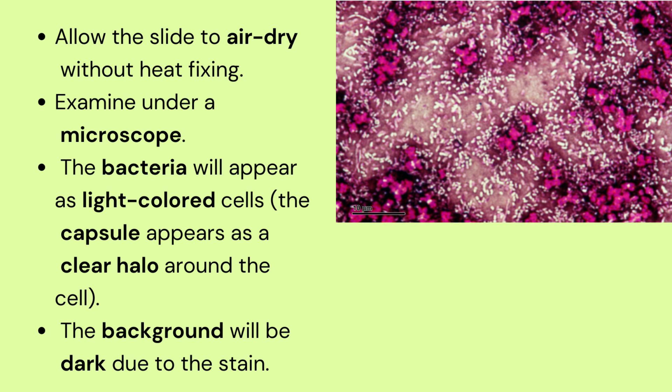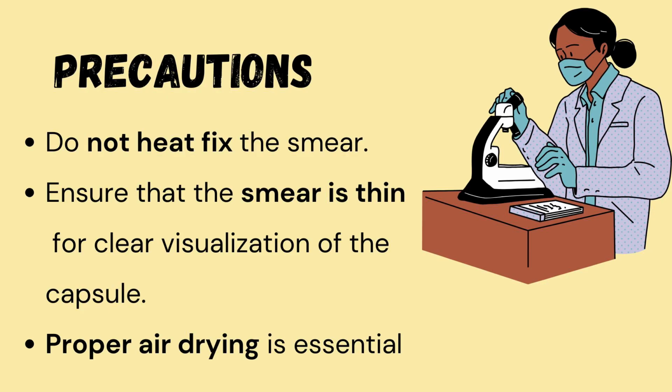After the smear is dry, place the slide under the microscope. Start with low magnification, 10x, to locate the area of the smear and then move to oil immersion, 100x, to examine the cells closely. Look for clear halos, that is, capsules around bacterial cells. The bacteria will appear as light colored cells and the capsule appears as a clear halo around the cell. The background will be dark due to the India ink stain.